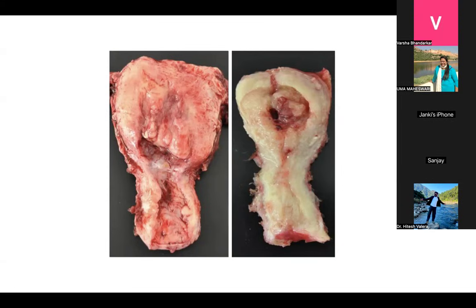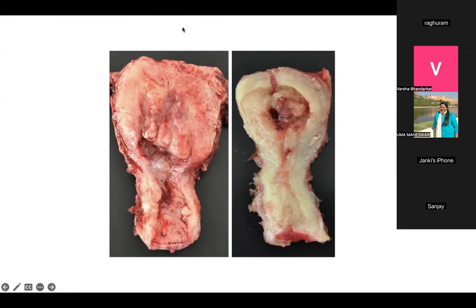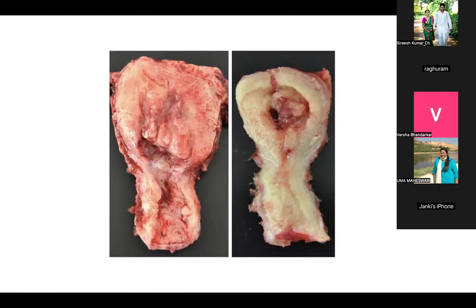Okay. Why do we do a salpingoophorectomy? Sir, it is hormone dependent, sir, and for comprehensive staging. Yeah, basically there's an 8 to 10% risk of adnexal involvement in uterine malignancies. Okay. That's how we do it.